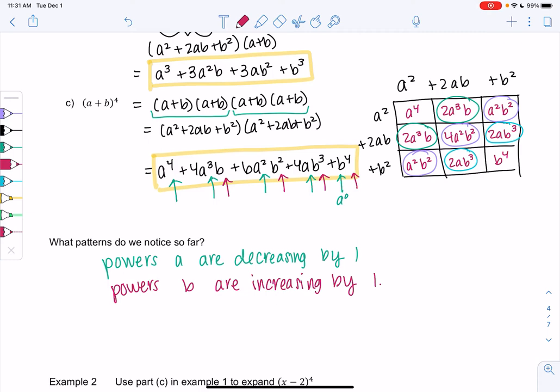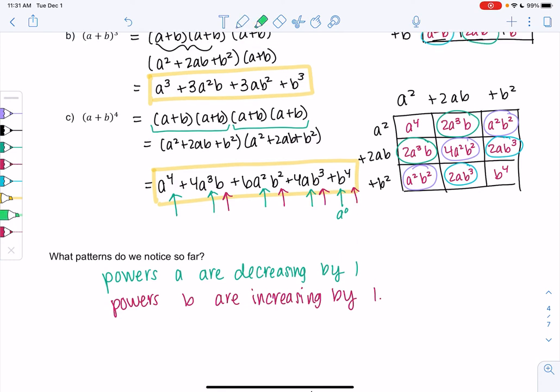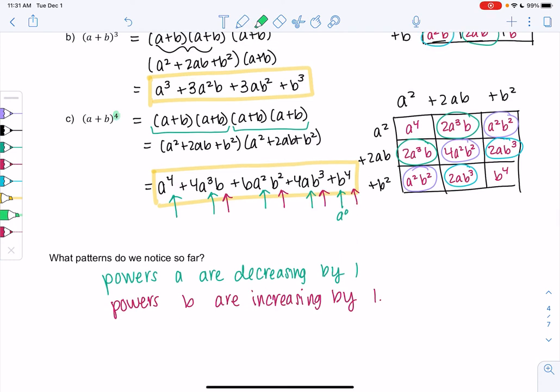Something I notice about the powers is that they always add up to the original power. So in the fourth, we have a to the fourth, and then we have 3 plus 1. And then the next one we would have 2 plus 2. So notice every term still has a power of 4 in a kind of a hidden way. The next one is 1 and 3. Let's do 2 plus 2. 1 plus 3. Or we just blatantly have a 4.